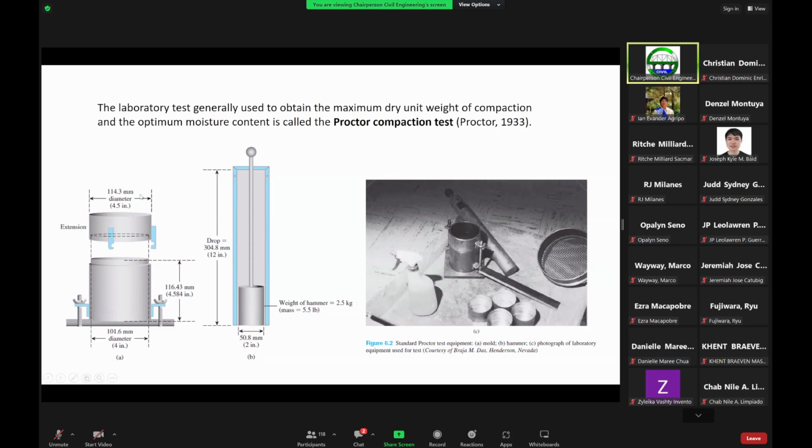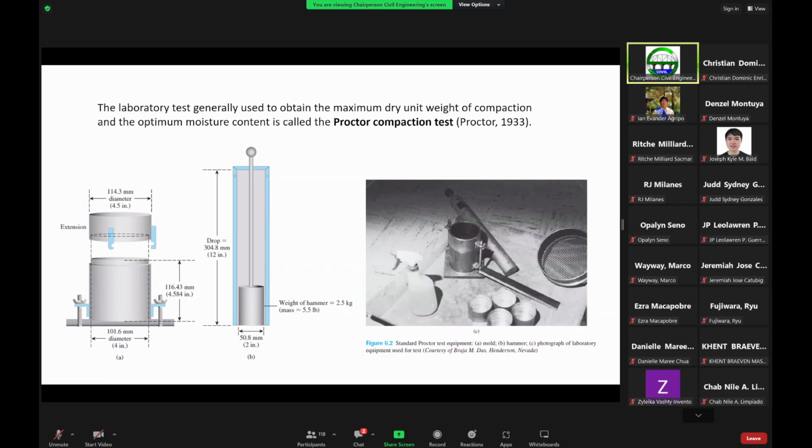So here we have the dimensions of the mold, the outer and the inner diameters. Then here you have the height of the mold. And then here you have the drop height of the hammer, the diameter of the hammer, as well as the weight of the hammer.